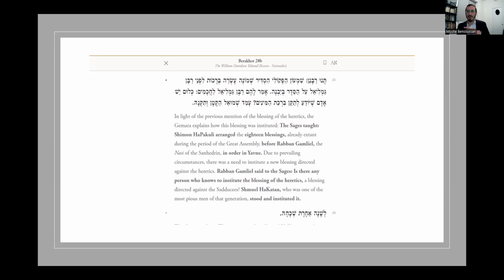Fleischer's language actually is we have no evidence that a Shemaine Esrei ever existed before Yavne, which again is a whole another can of worms, and this is a whole new nusach. But just making that claim is very problematic.